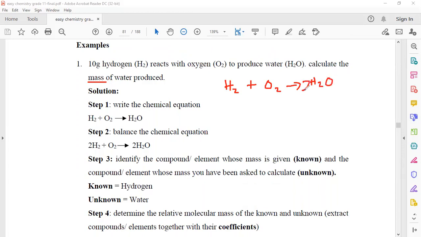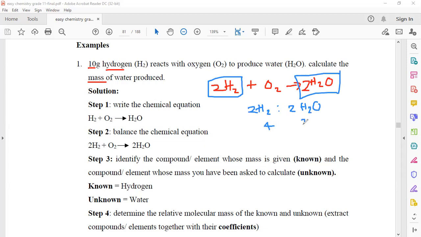The first thing is to balance the equation. You put the 2 there, you put the 2 here. They have given you 10 grams of hydrogen. So just get hydrogen the way it is, together with its coefficient. So it becomes 2H2 and 2H2O. Then you find their relative molecular masses. This will be 4, and this will be 36. Then you have been given 10 grams of hydrogen. On the other side you just say x. So what do you do? Cross multiply. So it becomes 4x.